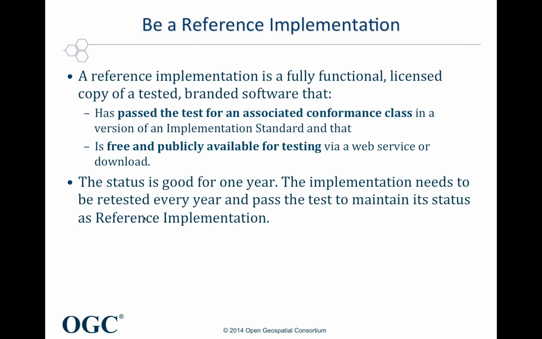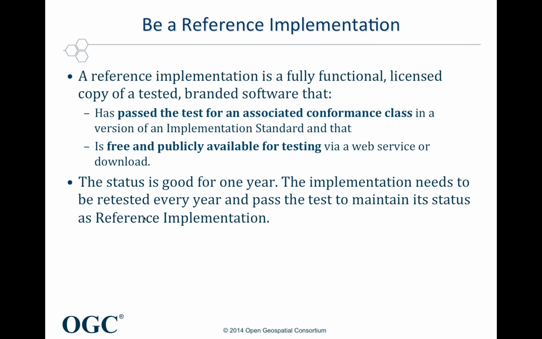You can also be a reference implementation, which is independent of the first 3 that pass the test while the test is in beta. This is any fully functional licensed copy of a tested branded software, right? So it needs to be a product that really exists, that is maintained, that is versioned, and that has passed the test for an associated conformance class.